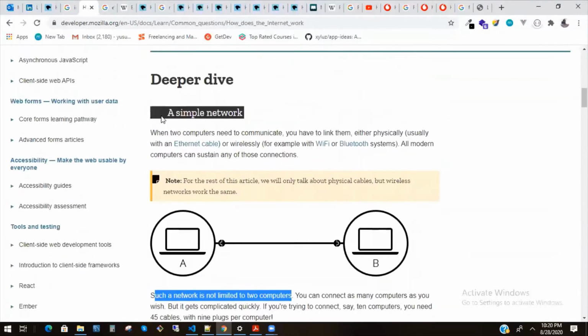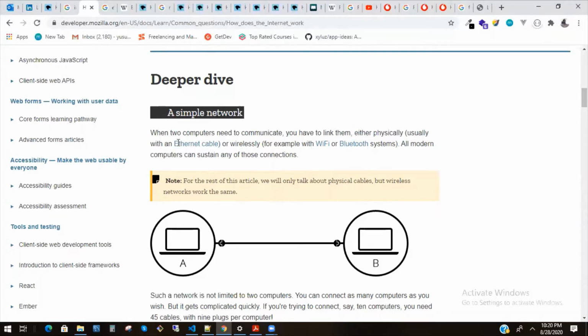You can see when two computers need to communicate, you have to link them together. So basically, when you want to send information or receive information from one computer, there should be a connection, there should be a link. This link can either be a physical link or through Wi-Fi or Bluetooth, as we all know.